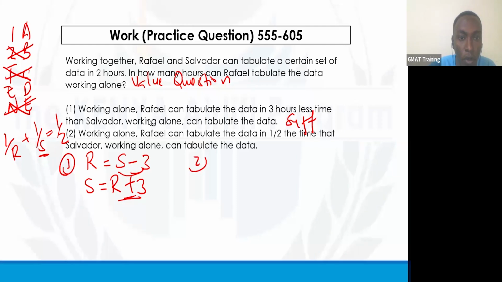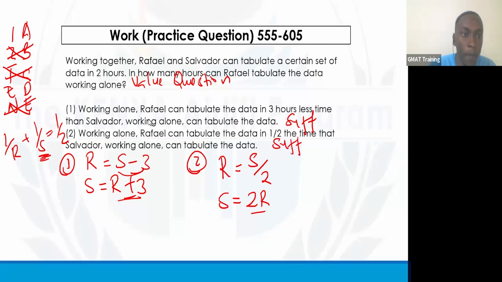Statement 2: working alone, Rafael can tabulate the data in half the time that Salvador working alone can tabulate the data. So R equals S divided by 2. With this, you can also replace the values, S being 2R, and solve for it. Therefore, we can find a unique value, so statement 2 is also sufficient. This means A is not the answer, and the answer will be D.